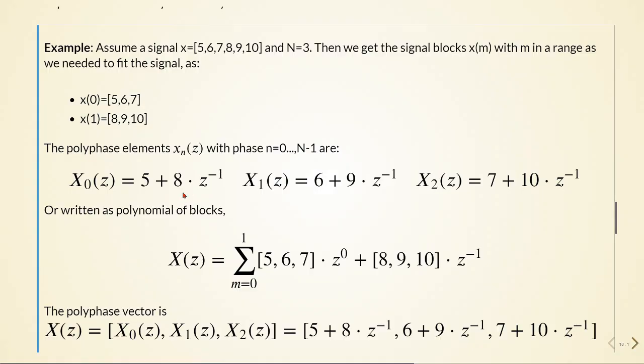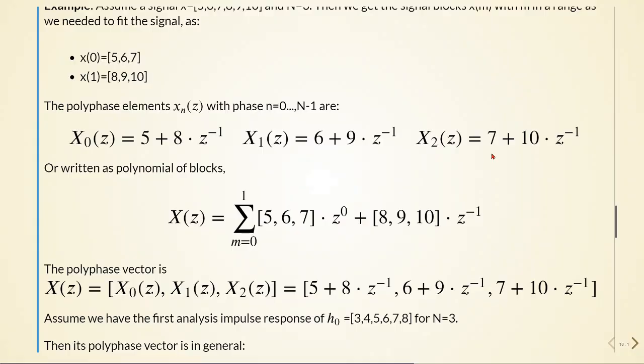And then we have the polyphase elements: 5 plus 8z to the power of minus 1 for phase 0, 6 plus 9 times z to the power of minus 1, this is phase 1, and 7 plus 10z to the power of minus 1, and this is phase equals 2. And this can also be written as polynomials or blocks, given here. So we have block 1 and block 2, then we have 5, 6, and 7 times z to the power of 0 plus 8, 9, and 10 times z to the power of minus 1. So both things here are equivalent.